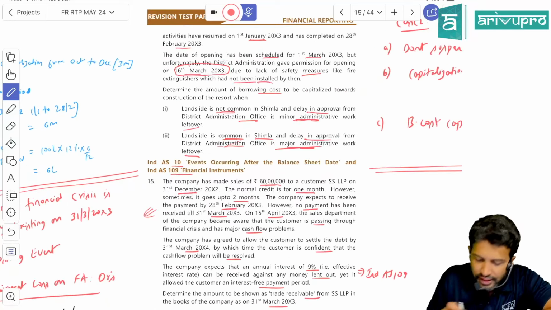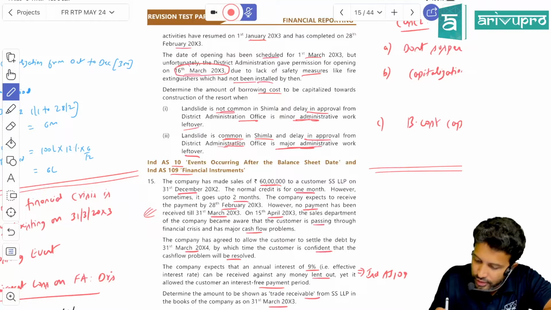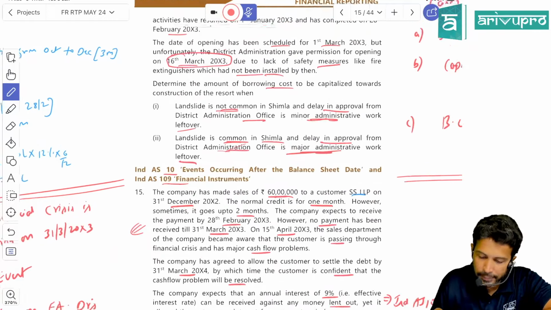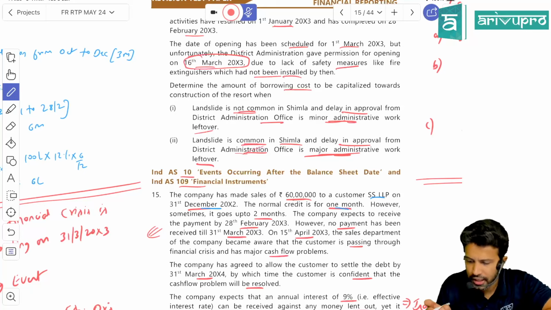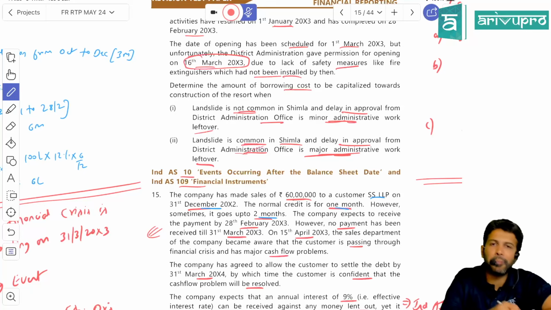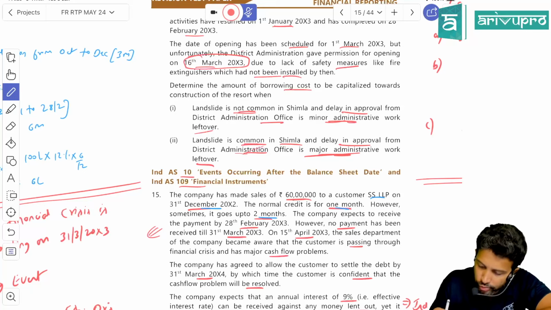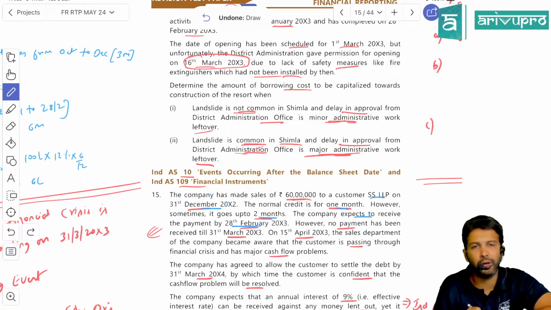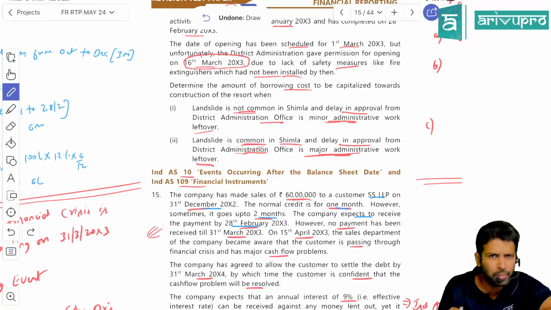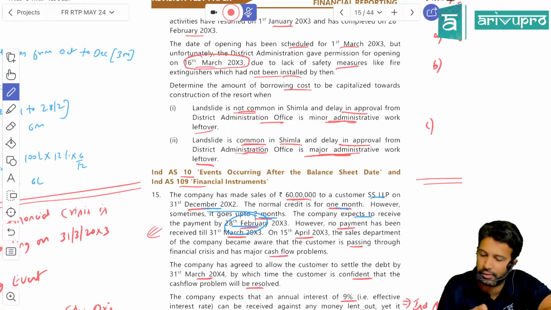The company has made a sale of 60 lakh rupees to a customer, SS LLP, on 31st December. The normal credit is 1 month. However, sometimes it goes up to 2 months. Sometimes we don't receive the payment within 1 month, it goes up to 2 also. The company expects to receive the payment by 28th February. We sold on 31st December, no? So the company feels within 2 months maximum, we'll receive the amount. That 2 months is 28th February.